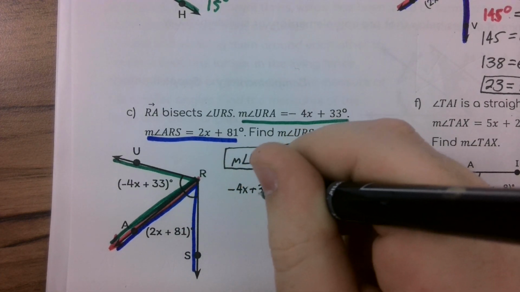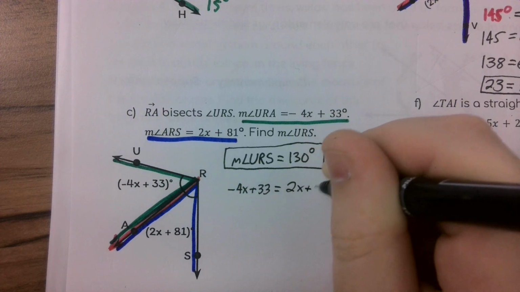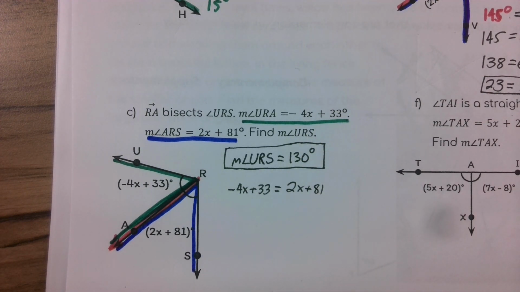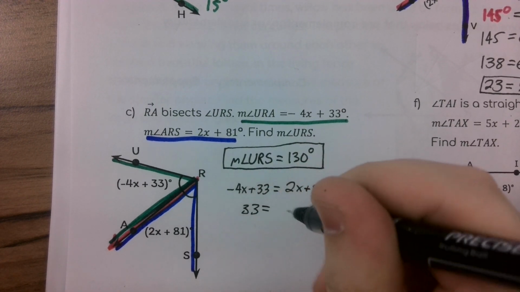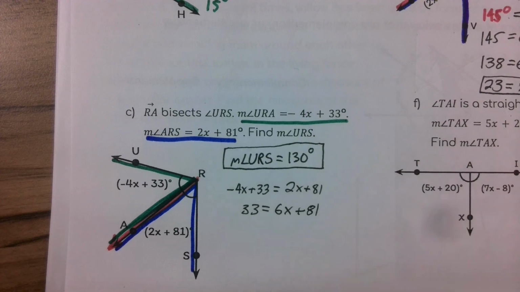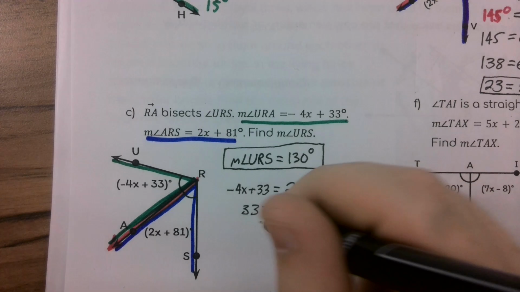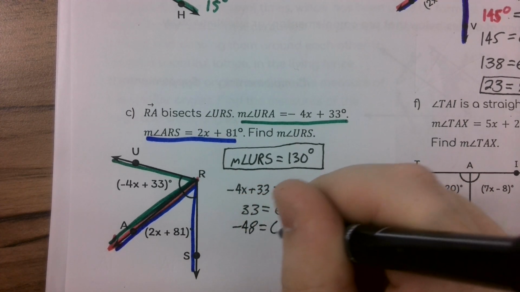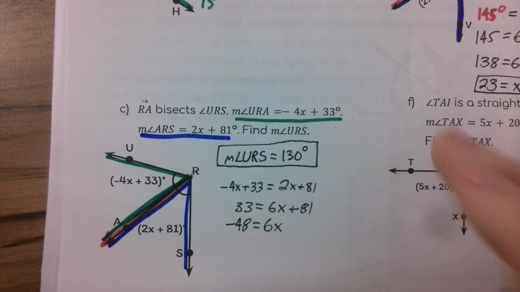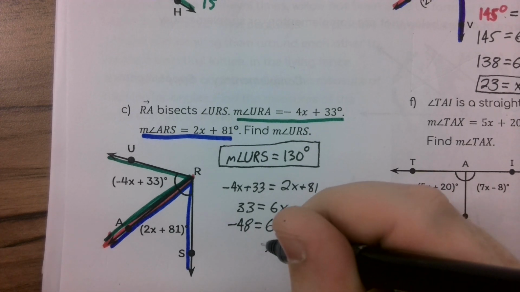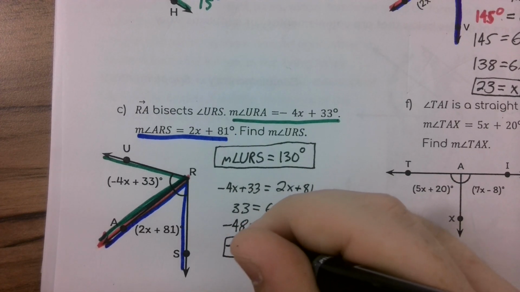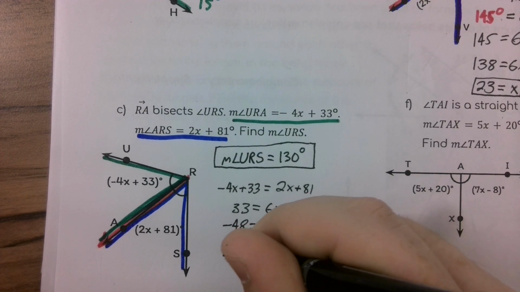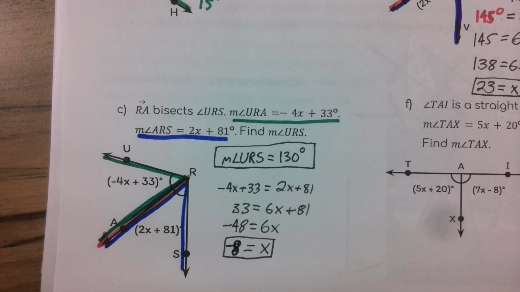Negative 4x plus 33 equals 2x plus 81. Let's start by moving the x onto one side. I'll add 4x to both sides, giving us 33 equals 6x plus 81. Then I'll subtract 81 from both sides, giving us negative 48 equals 6x. Then I'll divide by 6 on both sides to get x equals negative 8. You might say, Mr. Strager, it's not possible for an angle to be negative. You're right, we're not talking about our angles here. This is just our unknown value that we'll have to plug in.